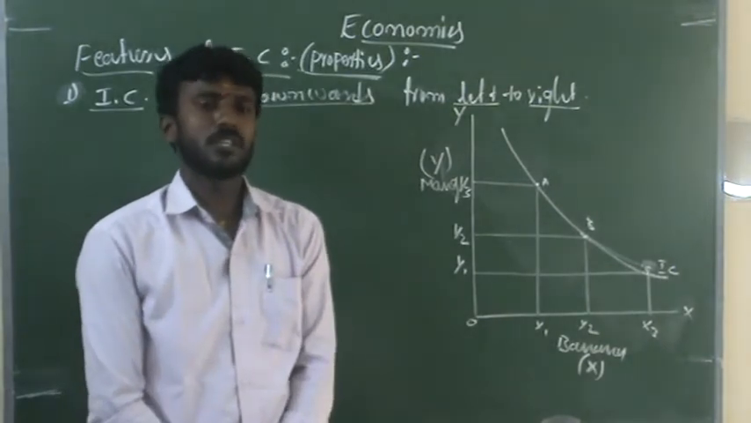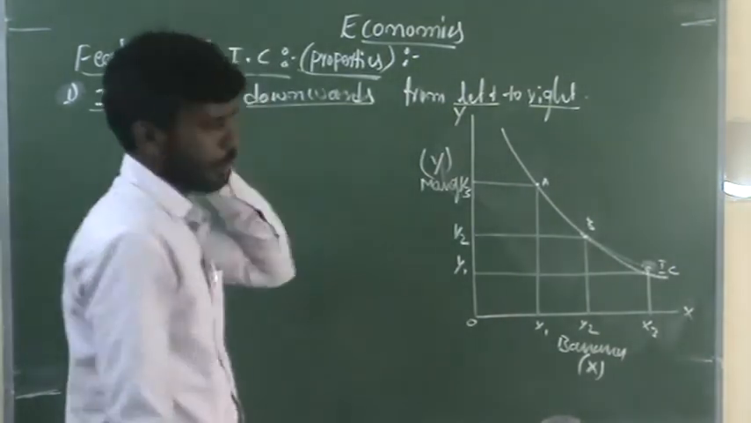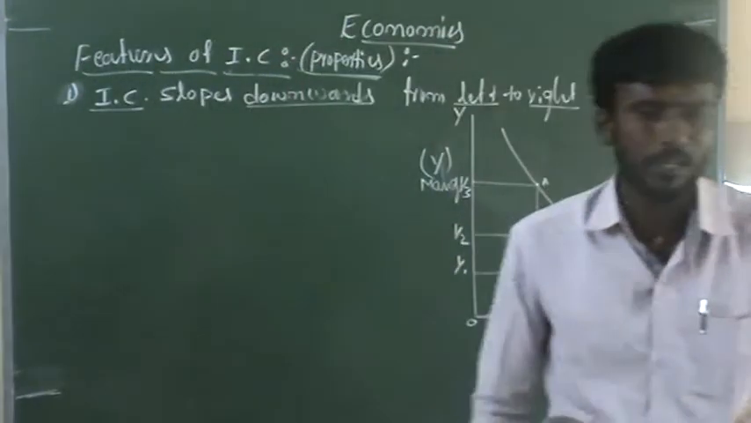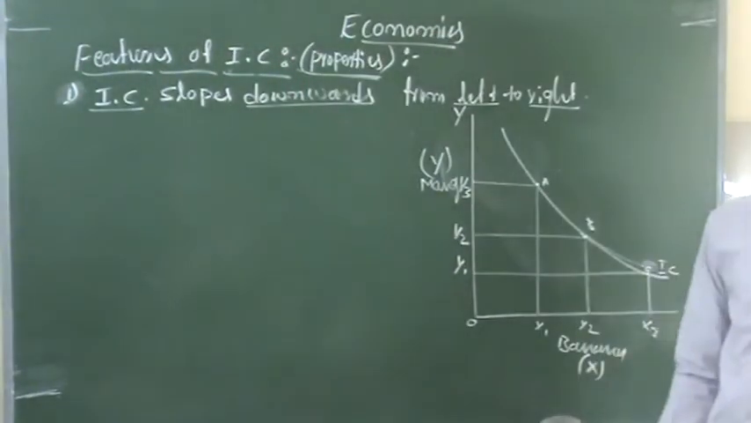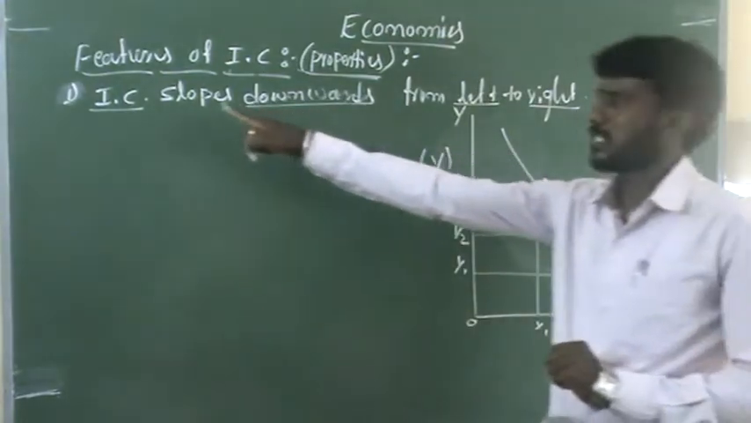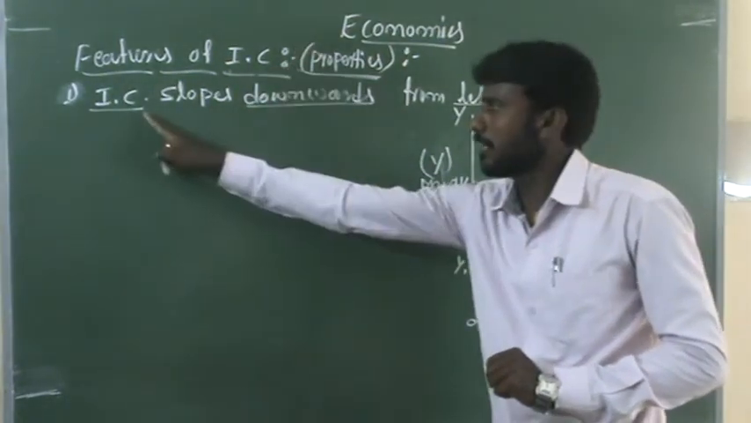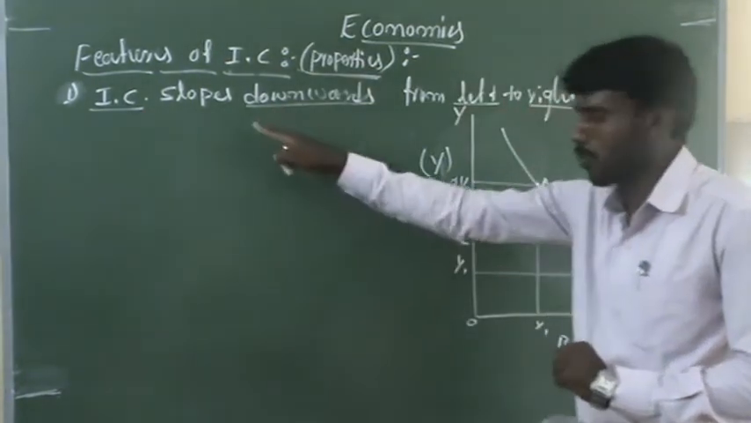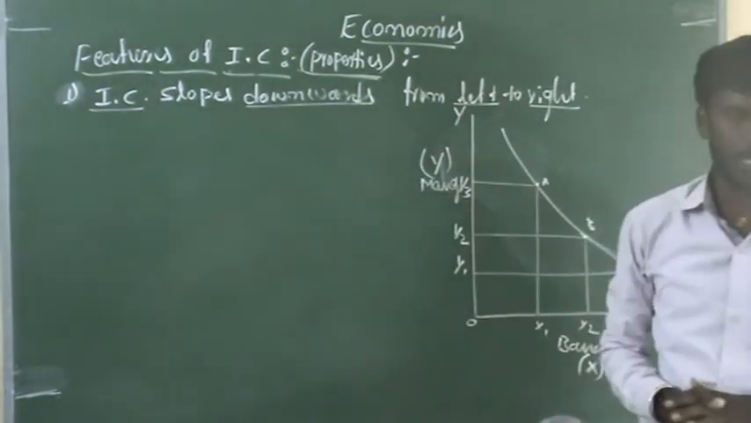So this is about the first feature of an indifference curve. See, simply once again I am going to expand this concept. See students, you already know that the first feature or property is that the indifference curve always slopes downwards from left to right.